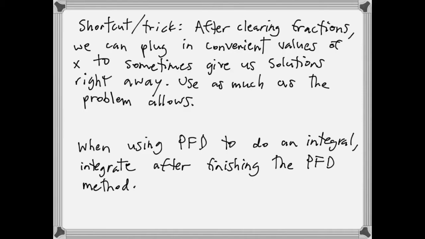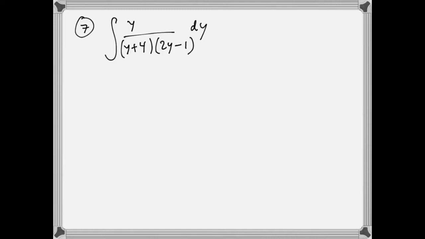So this, I believe, is number 7, except this time we're finally going to get to solve integrals. So let's integrate the following. y over y plus 4 times 2y minus 1 dy. Okay, so I'm going to do PFD. So remember, we start off with y over y plus 4 times 2y minus 1.